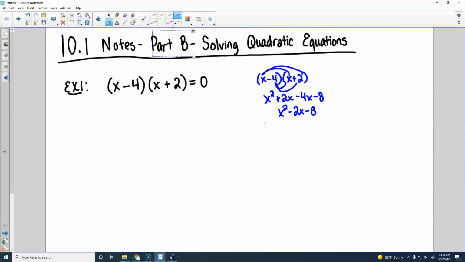I want you guys right now just to guess and check for me and find me the answers. So guess and check what will work for this. Right now you're just guessing and checking. So like you're saying maybe 1 will work. So if I try 1, 1 minus 4 is negative 3. 1 plus 2 is 3. That equals negative 9. Does that equal 0 like it's supposed to? No, so 1's not an answer. So guess and check and see if you can come up with the answers. If you get one, write it down, but don't say it out loud.